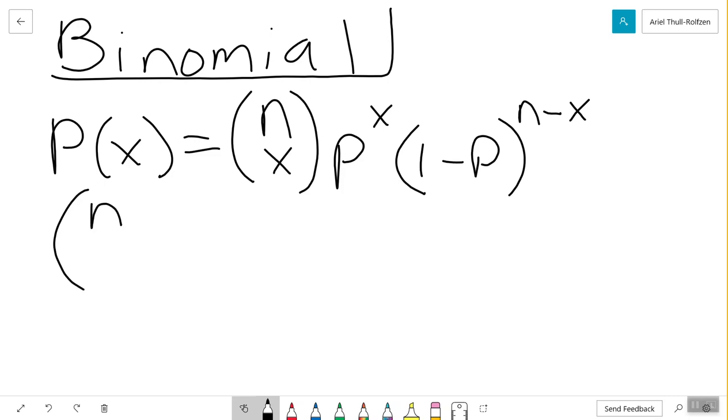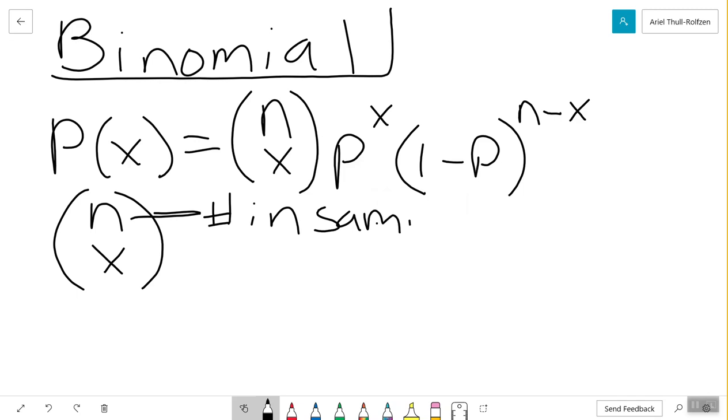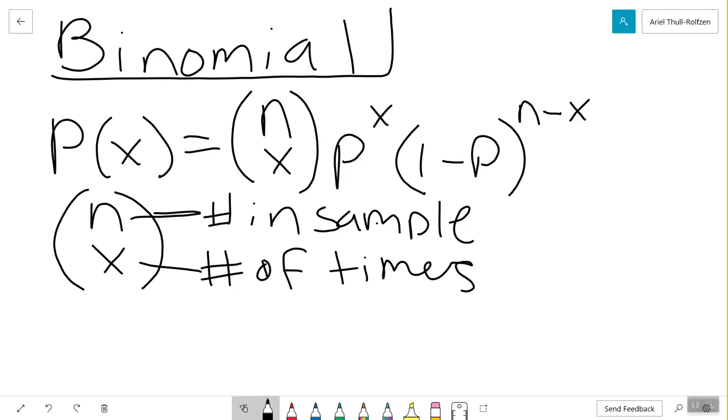In a combination, you have n on top and x on bottom, and what the n stands for is the number in the sample. And what x stands for is the number of times something happens, or the number out of the sample that we are concerned about. Alright, so when you're doing n combination x, it's not n divided by x.